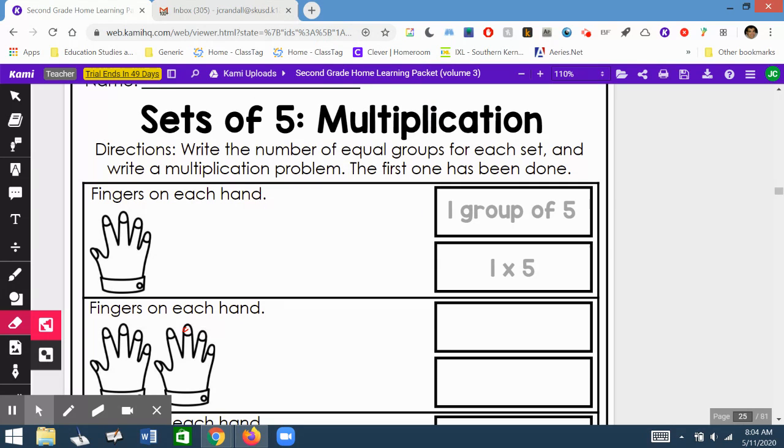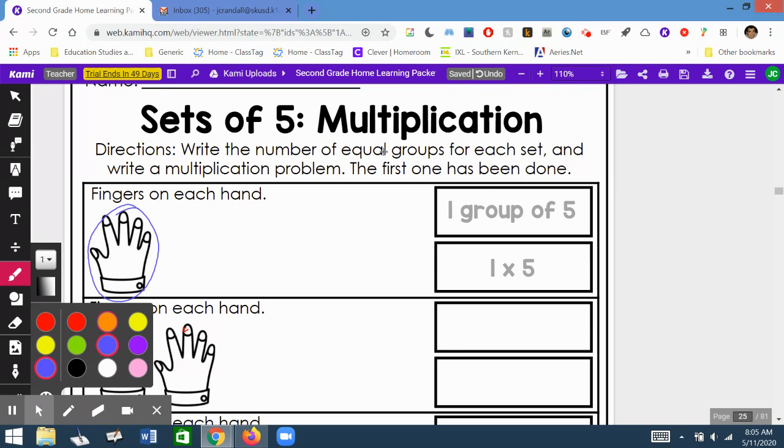And that's one reason we did those songs. Now, we're going to be talking a little bit about what multiplication actually means. Multiplication is a way to talk about equal groups. For example, in this first picture right here, we can see that there is one hand. In other words, one group. And how many fingers are on this hand? Let's go with orange. 1, 2, 3, 4, 5. 5 fingers in one group. In other words, we have one group of 5.